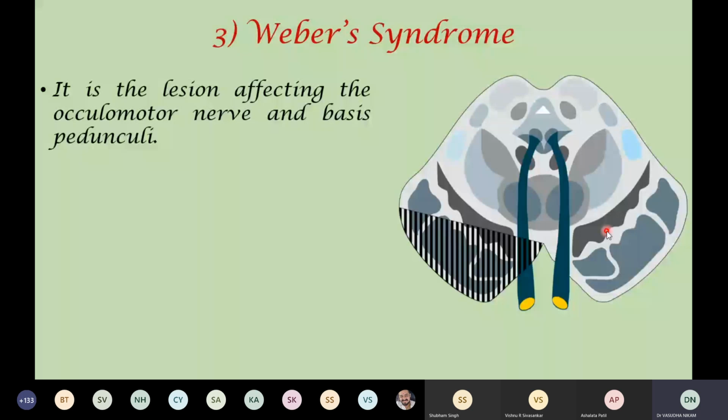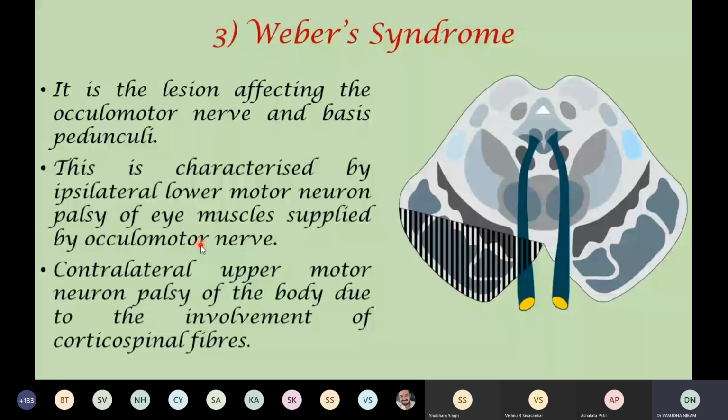So what happens in this Weber syndrome? It is going to damage the oculomotor nerve which is running through the crus cerebri along with the corticospinal tracts or the pyramidal tracts, which are damaged here. Can you follow? So what will be the manifestations here? Now, you have not studied the tracts yet. You should know what you mean by upper motor neurons and what you mean by lower motor neurons.